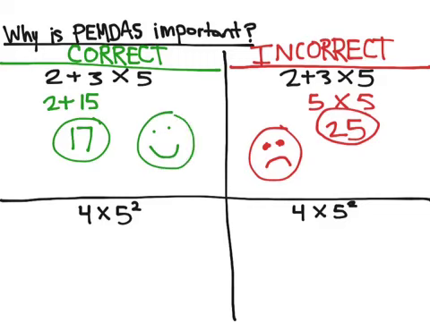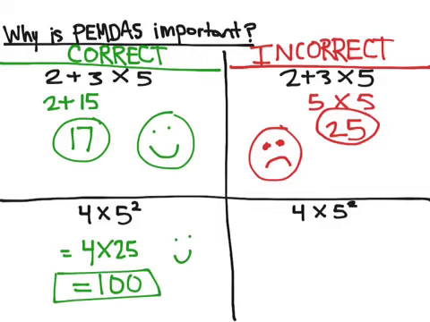4 times 5 squared. Well, we don't have any parentheses. We do have an exponent there, so we have 5 squared, so that's what we're going to do first. 5 squared is the same as 5 times 5, so that gives us 25. And then that 4 times comes down. So 4 times 5 squared equals 4 times 25, and 4 times 25 equals 100. And that's, once again, the correct answer.